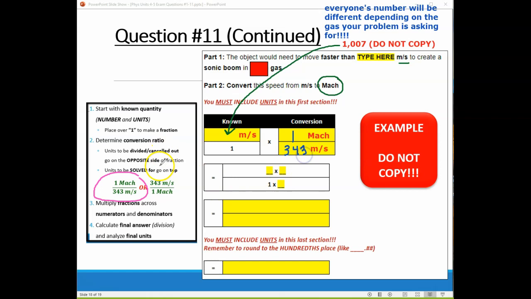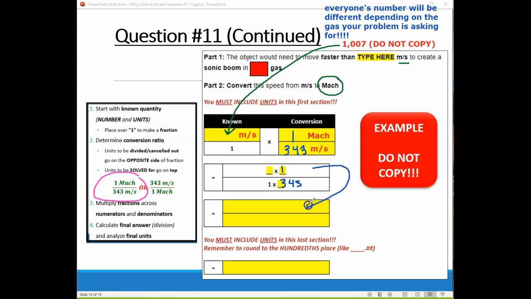Now from here, this is just a regular multiplication problem. On top, I'm going to again start off with the number that I started with. Mine in this case would be 1007, but yours will be different. Times whatever else is on top, in this case the number 1. You don't need to include units in this part. On the bottom, we've got 1 times 343. Now all you need to do is solve for what you get on top.